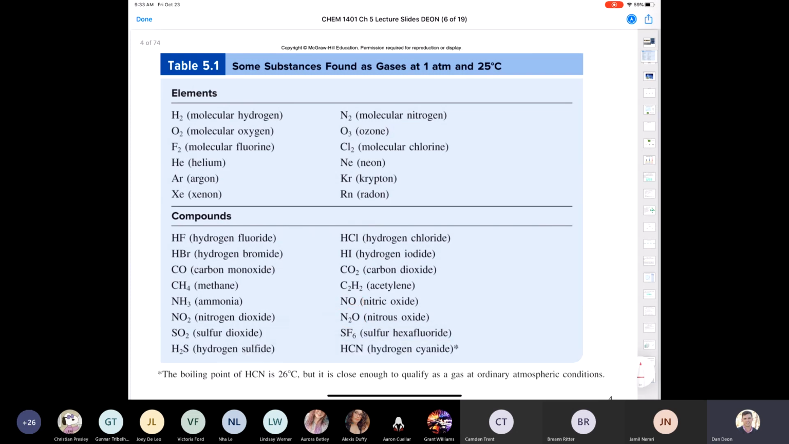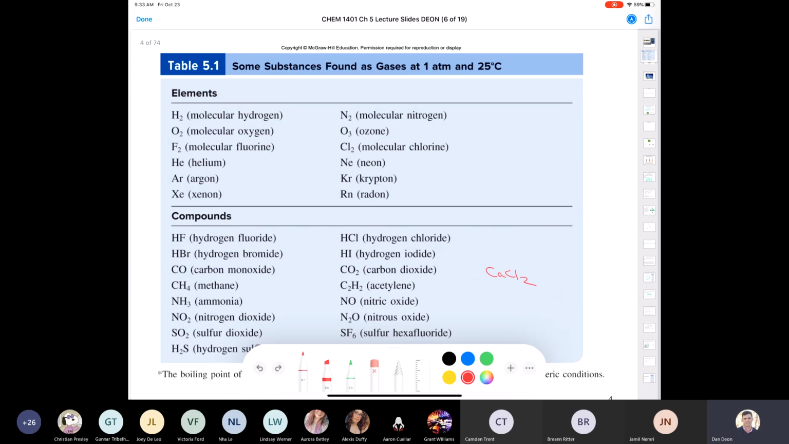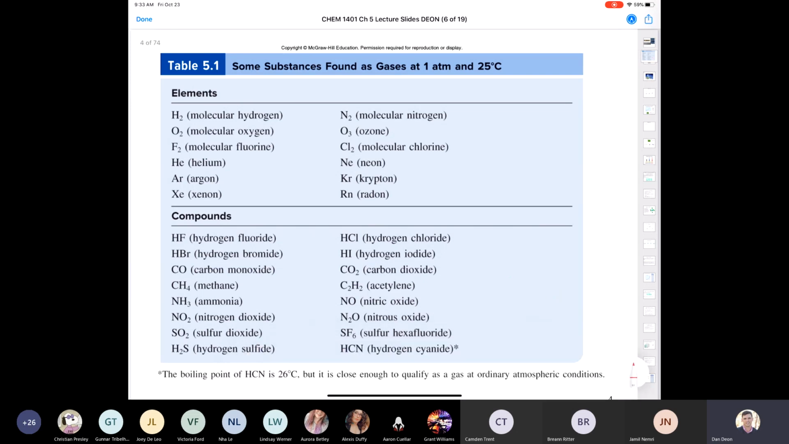In fact, I teach another chemistry class, where we had a question on an exam maybe a week ago, and one of the questions had a variety of compounds that you see here, and then it had A, B, C, D, E, and it said, which one of these compounds is not a gas? And one of them was calcium chloride, right? And right away, you would see, well, calcium chloride is the answer, because calcium chloride is an ionic compound. It's made of a metal and a non-metal, and ionic compounds generally have very high melting points, and so they are definitely not going to exist as gases at room temperature.